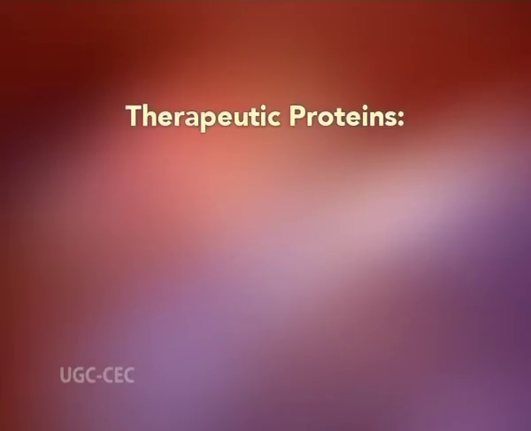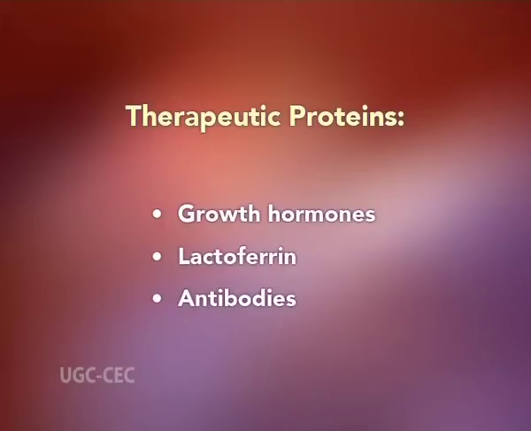The word molecular farming was coined for the use of transgenic animals, also called animal bioreactors, for production of therapeutic proteins such as growth hormones, lactoferrin, antibodies, etc. Transgenic pigs that produce human hemoglobin have also been developed.